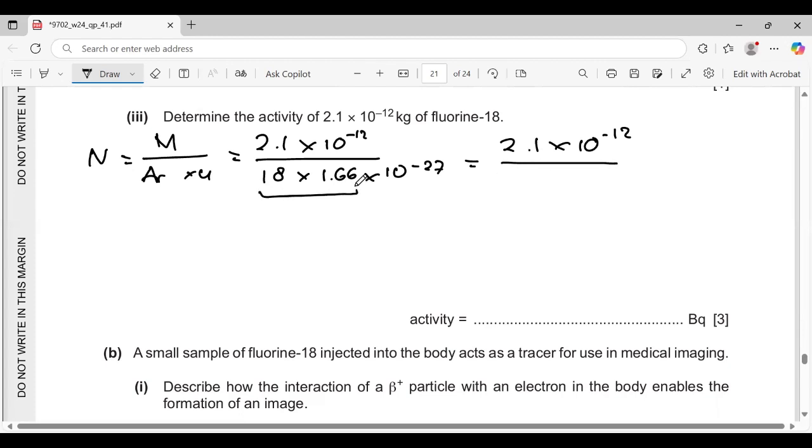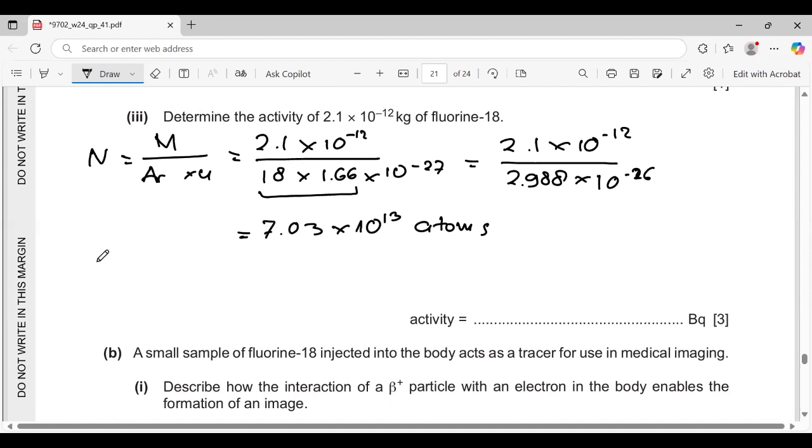If you calculate this, it becomes 2.988 times 10 power minus 26. After that, calculate this fraction, and it becomes 7.03 times 10 to the power 13 atoms.